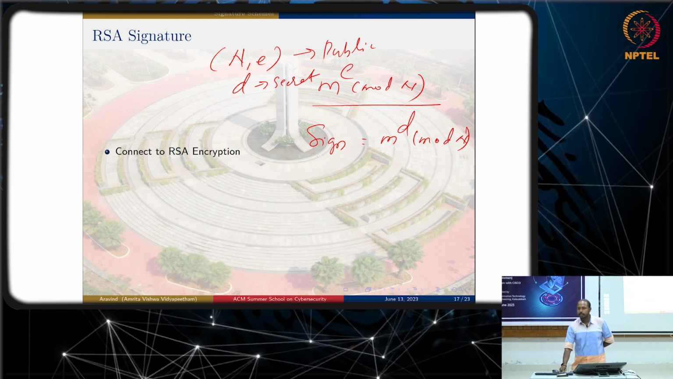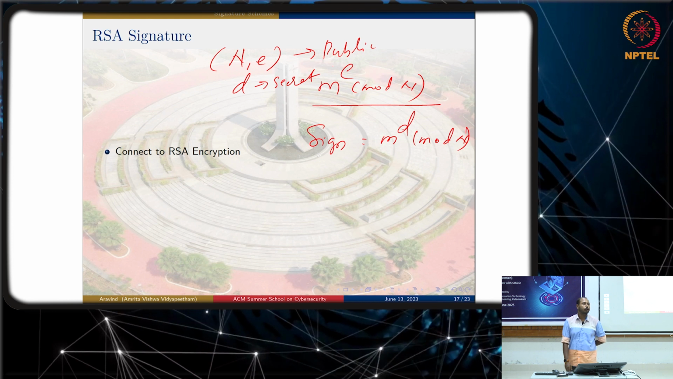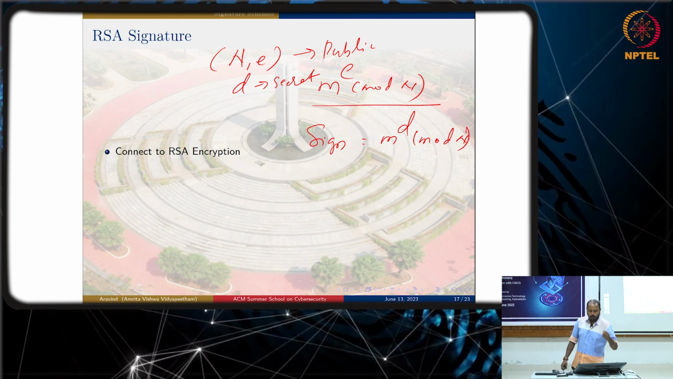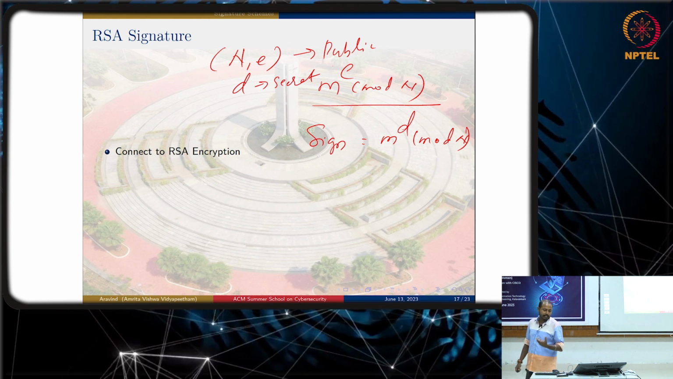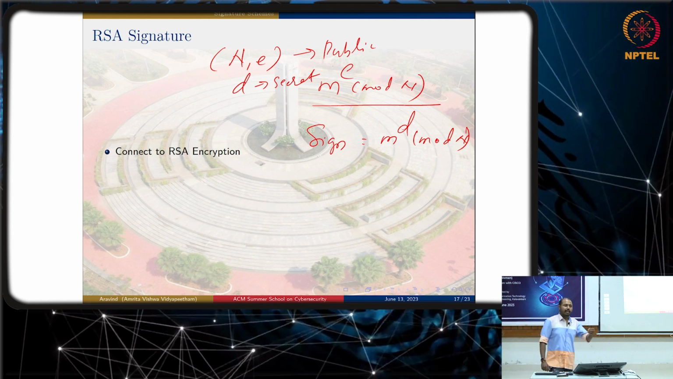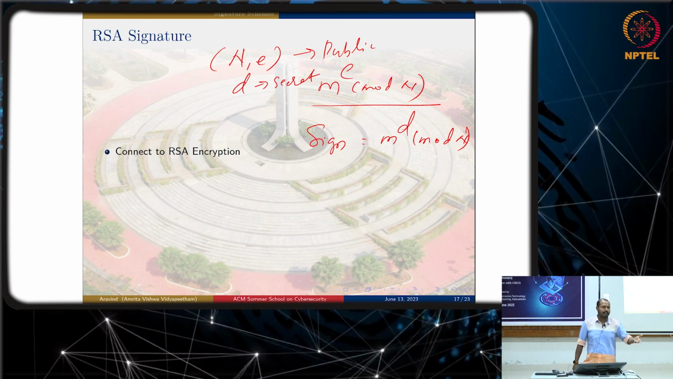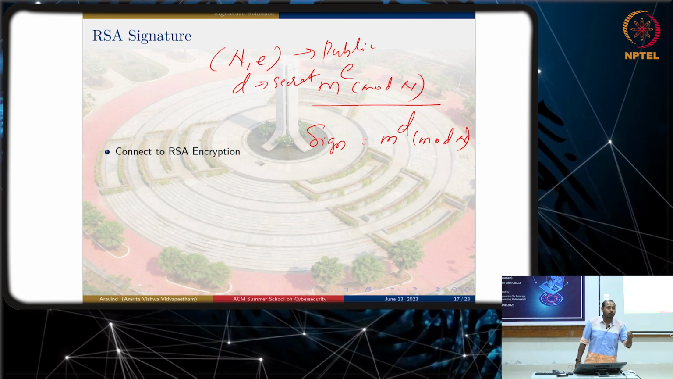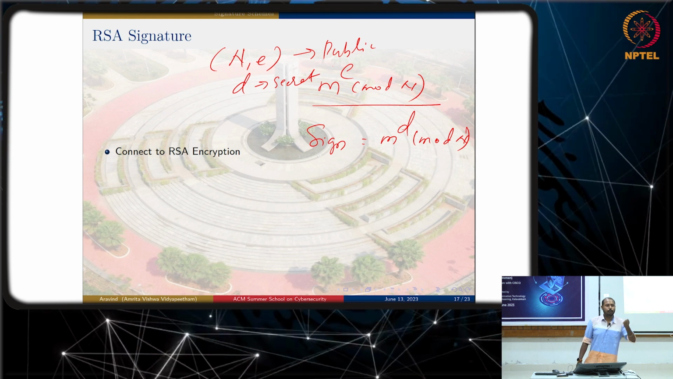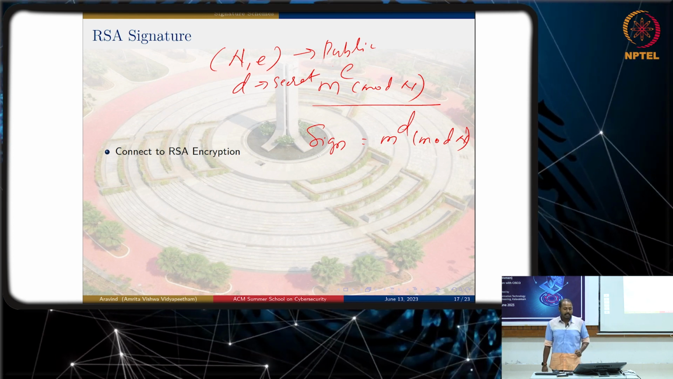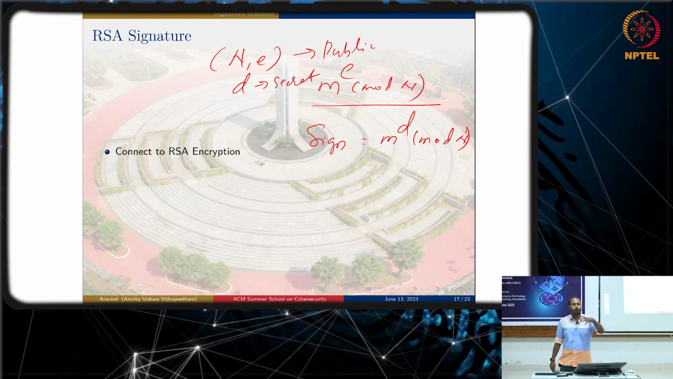So only I know D, and N and E are known to everybody. Right. So if I take my signature as M power D mod N, can you regenerate the signature? Can somebody else recreate that without knowing D? No, right? So the catch is, this is the reverse process of RSA encryption.